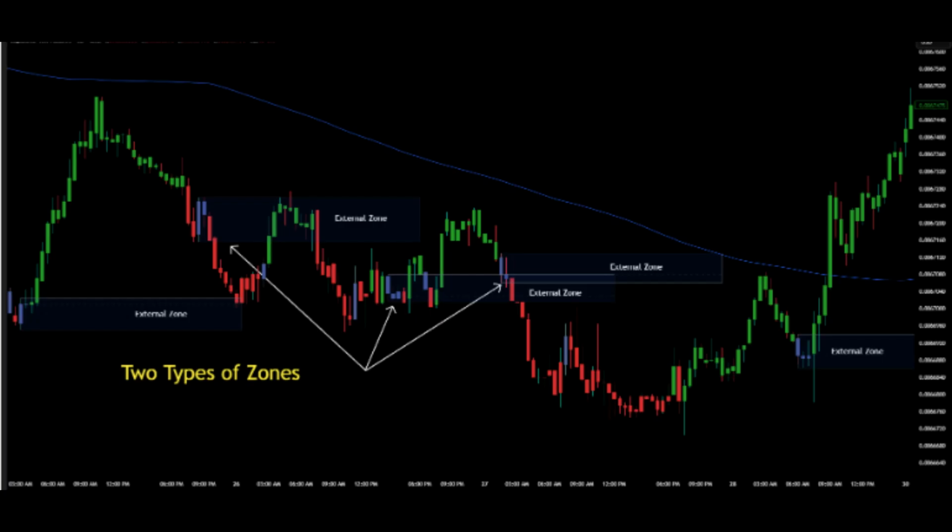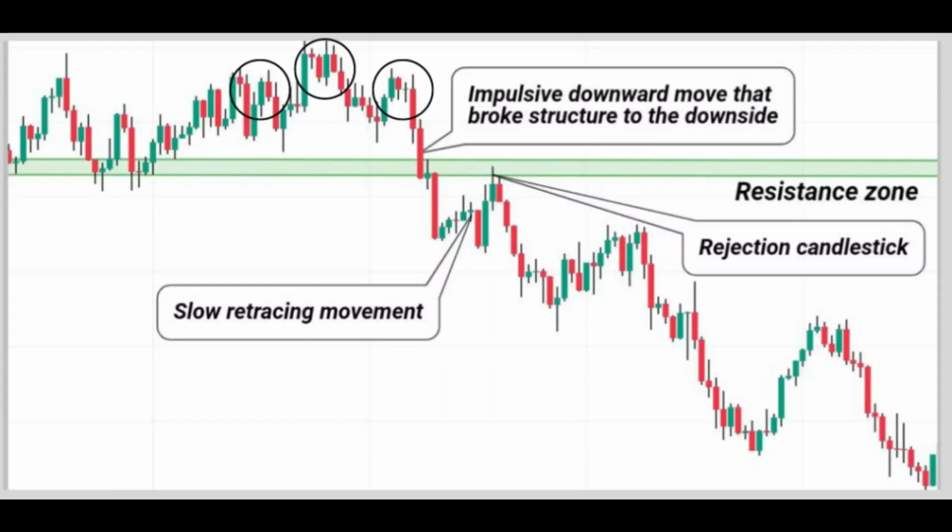Alright, let's talk structure. In a ranging market, there are two types of zones this tool helps you see clearly: external and internal. Let's break them down. External zones. These are the big ones. The highest high, the lowest low, the edges of the range. This is where price reaches, hesitates, and either fakes out or blows through. These zones are magnets for liquidity, meaning retail traders like us often get caught here.